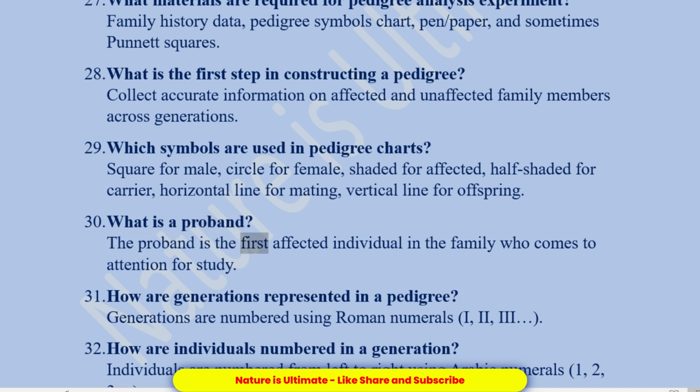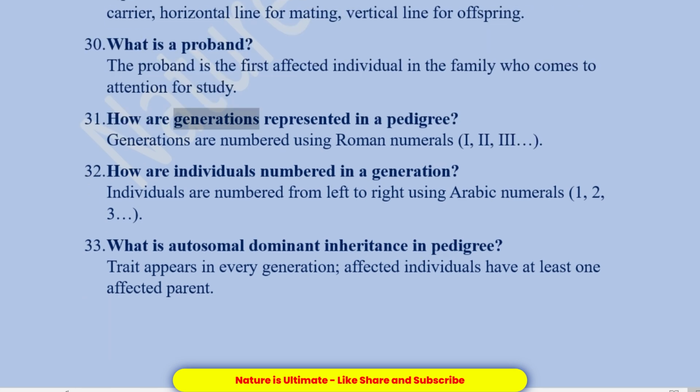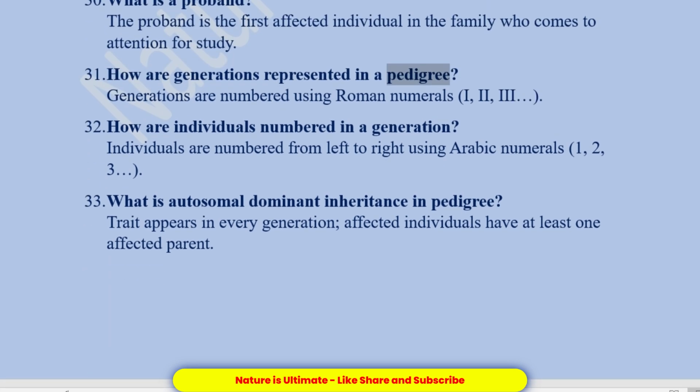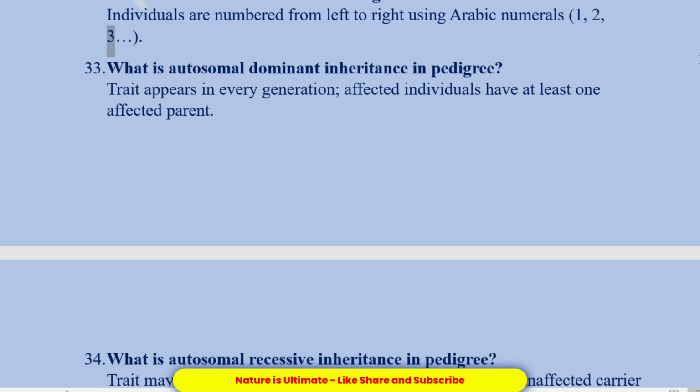What is a proband? The proband is the first affected individual in the family who comes to attention for study. How are generations represented in a pedigree? Generations are numbered using Roman numerals, I, II, III. How are individuals numbered in a generation? Individuals are numbered from left to right using Arabic numerals, 1, 2, 3.